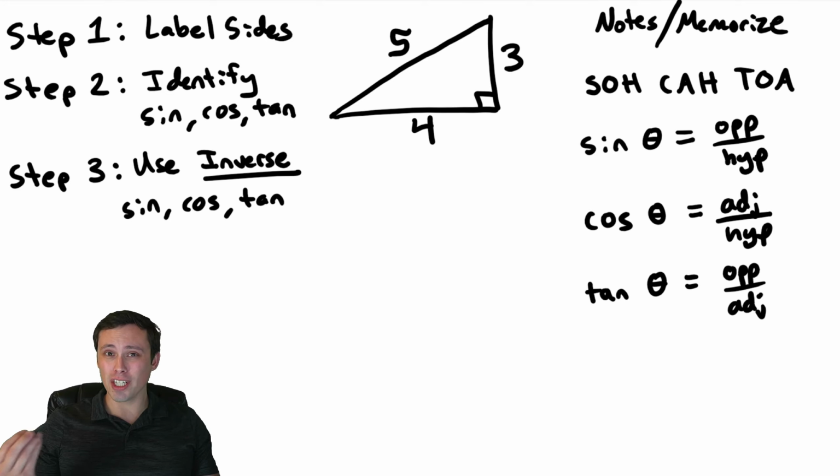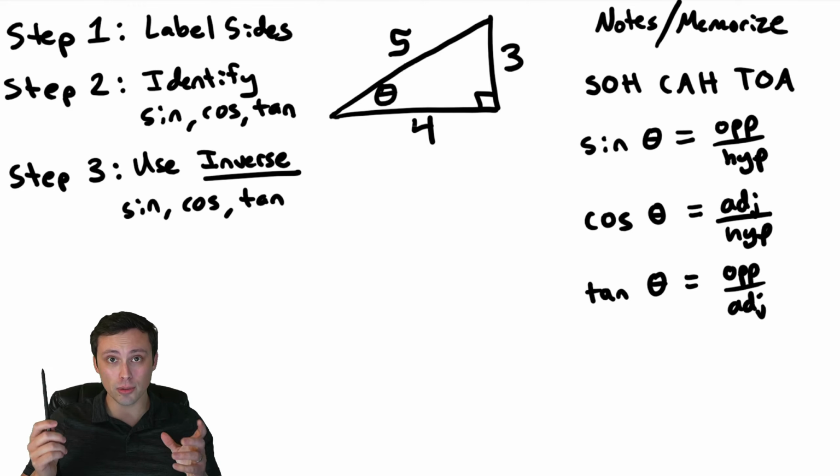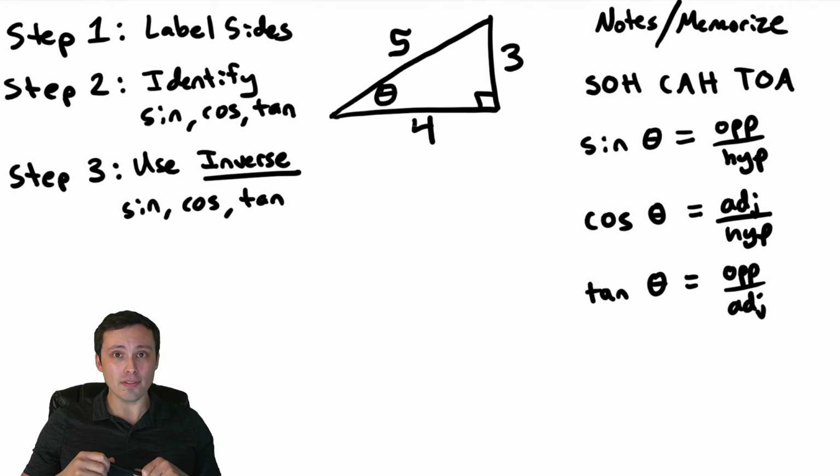Then we need to figure out which angle you're actually trying to find out. Well, let's just say it's this one, and this process I'm going to show you will work no matter what. We're going to label the sides. You're going to use the 2 of the sides to identify whether you should use sine, cosine, or tangent. Then we'll use the inverse trig button on your calculator to get your final answer.